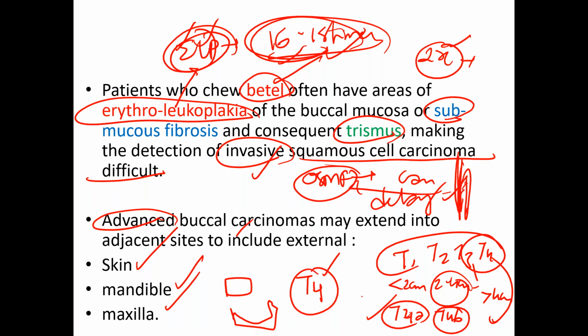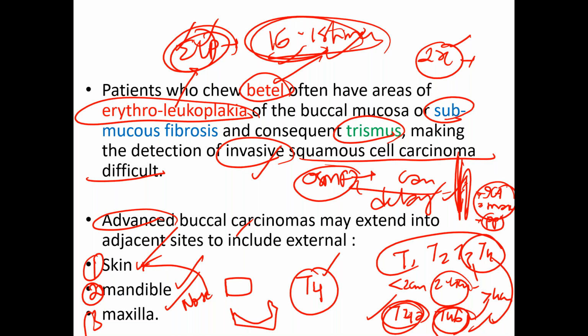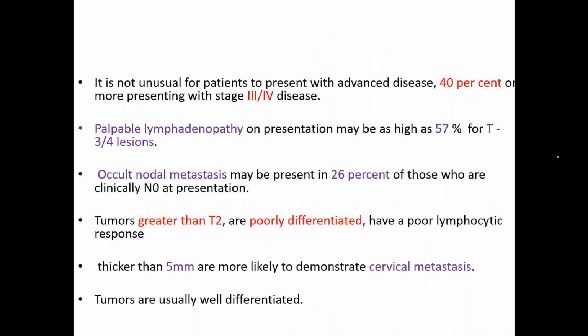T4A is where you can have skin, mandible, and maxilla involvement, or even the skin of the nose. All this becomes T4A. T4B is the worst, untreatable disease, when it extends to the internal carotid or masticatory spaces, or it can go to the pterygoid plates. It can go inside of the body. So it will be T4B. It is not unusual for patients to present with advanced disease, about 40% in stage 3 and stage 4.